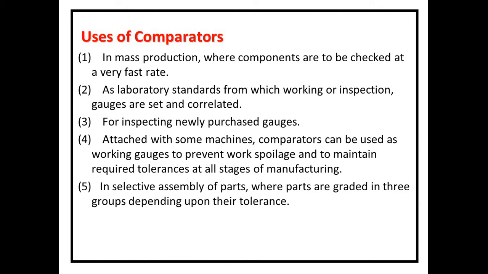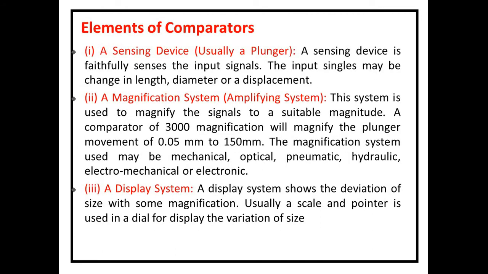Then for inspecting newly purchased gauges, suppose you have purchased new gauges, then you can use these comparators to check. Then attached with some machines, comparators can be used as working gauges to prevent work spoilage and to maintain required tolerances at all stages of manufacturing. So it is very obvious that you can use this comparator to maintain the required tolerance. These are some of the examples of the uses of the comparators.